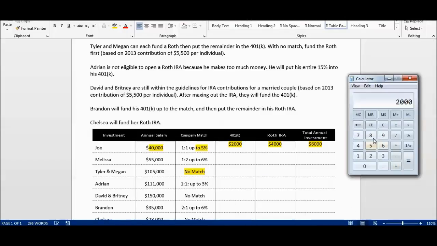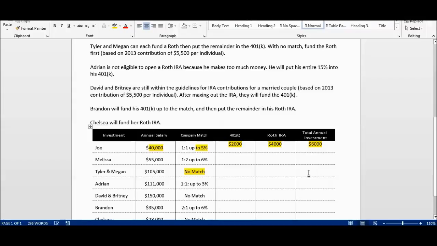Getting our calculators, clearing it out, we have 0.15 times 105,000. And this is Tyler and Megan's combined annual salary. And the combined annual salary is going to be, for the investment, $15,750. So that's their total annual contribution right here.